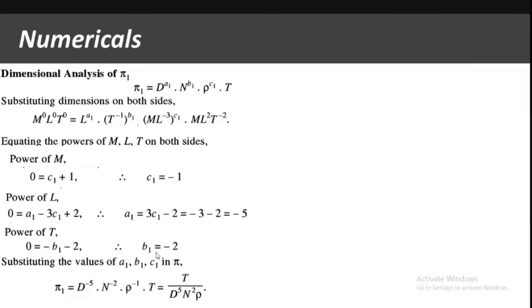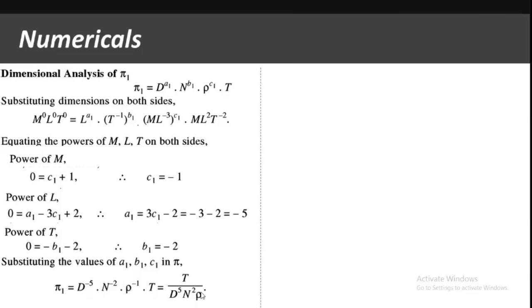Substituting these values, we will have pi1 equals d to the power minus 5 n to the power minus 2 rho to the power minus 1 into t. So it is t upon d to the power 5 n square rho. Okay, so this is what we already saw in the shortcut method, what our pi1 is going to be.